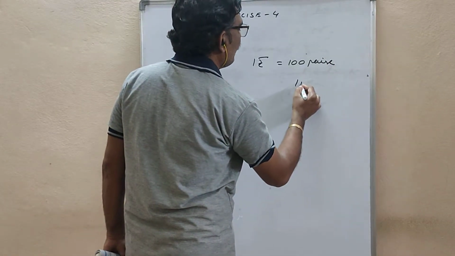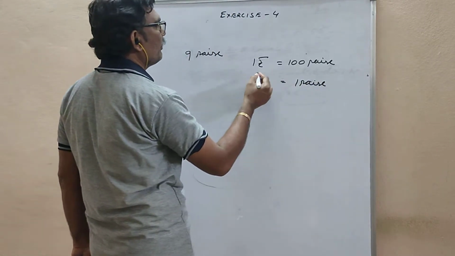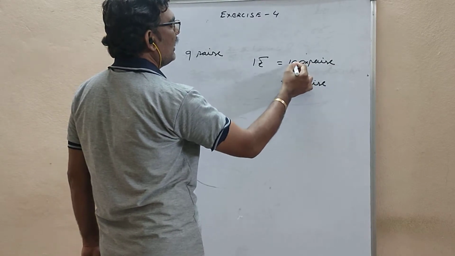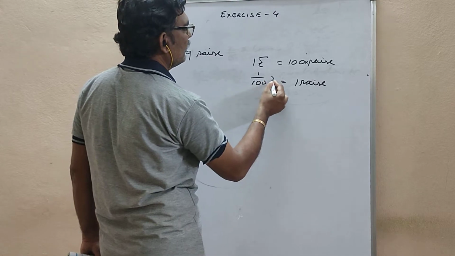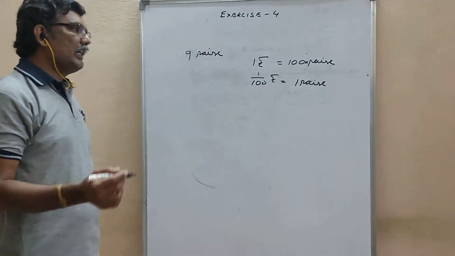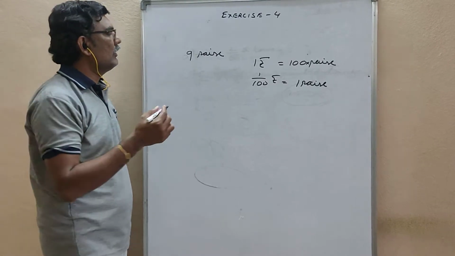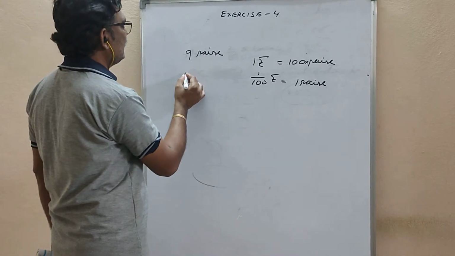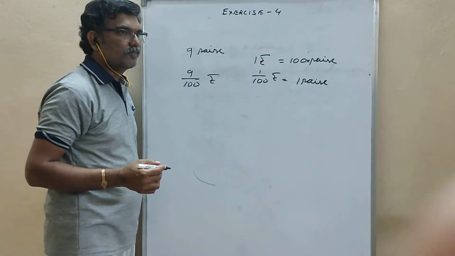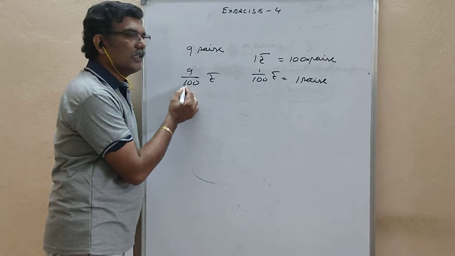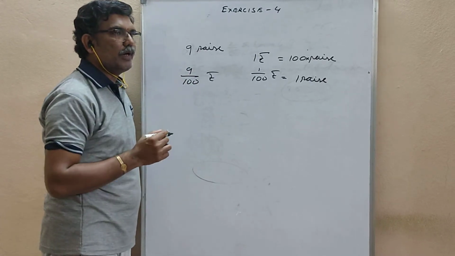So if I want to convert 1 pie into rupees, this 100 is multiplying with pies. Take 100 to this side. 1 by 100 rupees. So pies, if you want to convert into rupees, you have to divide by 100. So here 9 pies is nothing but 9 by 100 rupees. Here how many zeros are you seeing? 2 zeros. Means before 2 digits I have to keep a point.